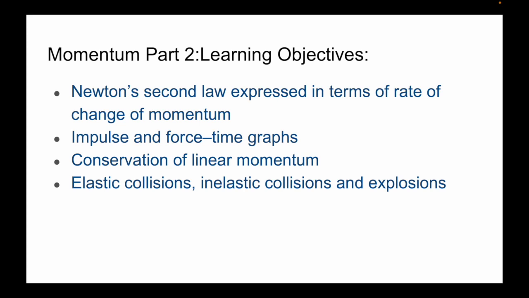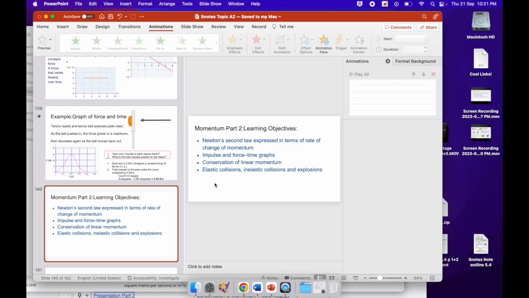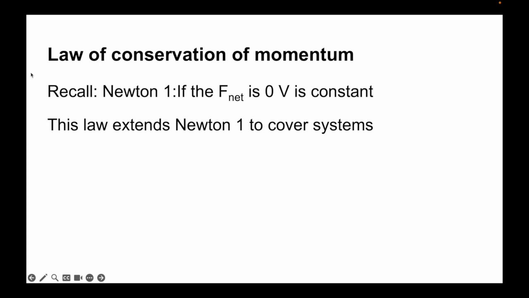The second part of momentum that we're going to start looking at now talks about the second law, and I think these are the same objectives. Let's look now at the law of conservation of momentum. We can recall from Newton's first law that if the net force is 0, then v is constant. This is the first law of Newton's laws of motion.